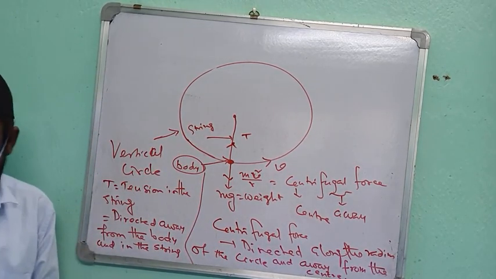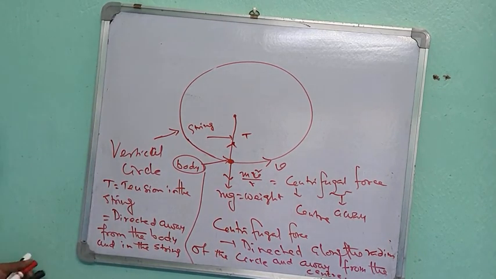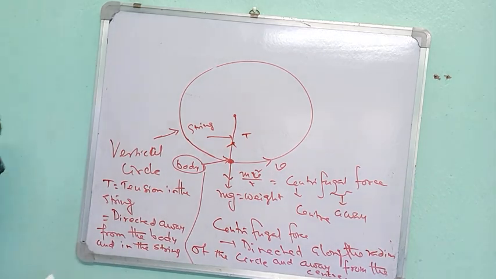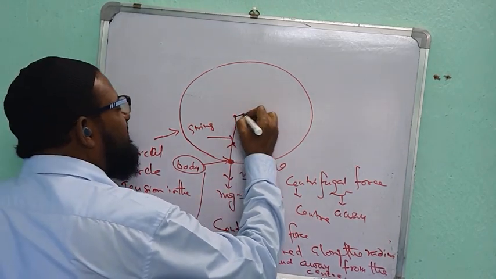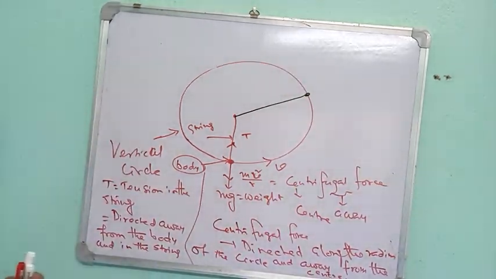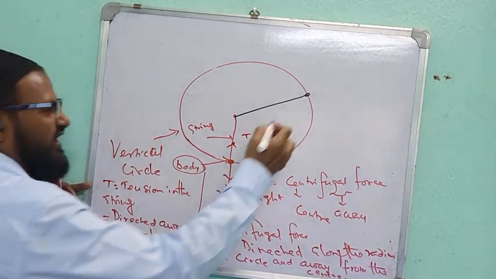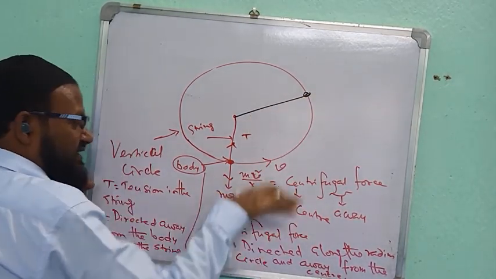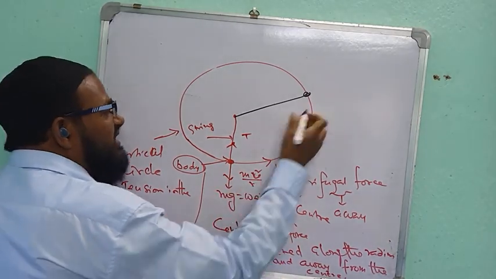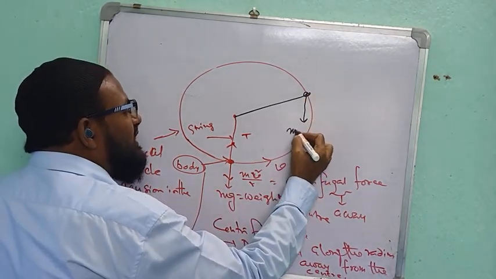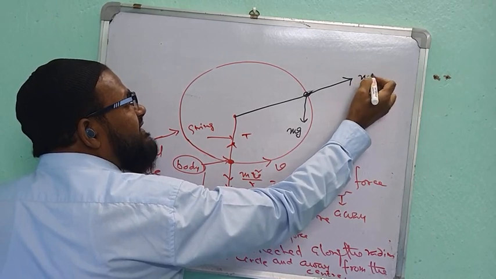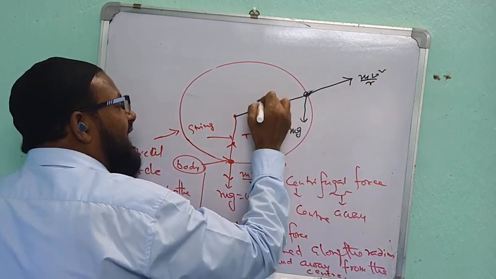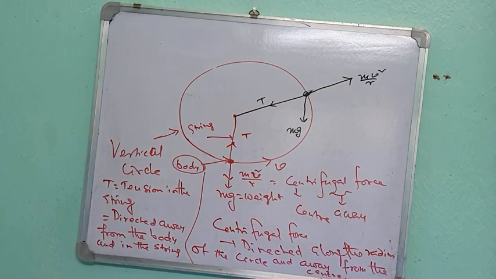Okay, next part. This is very, very important. Please draw this figure. Here is the body, and this is the string. What are these three forces? How are they acting? Vertically downward, mg. Away from the body along the radius, that is mv squared by r. And away from the body in the string, that is the tension. Is it clear?